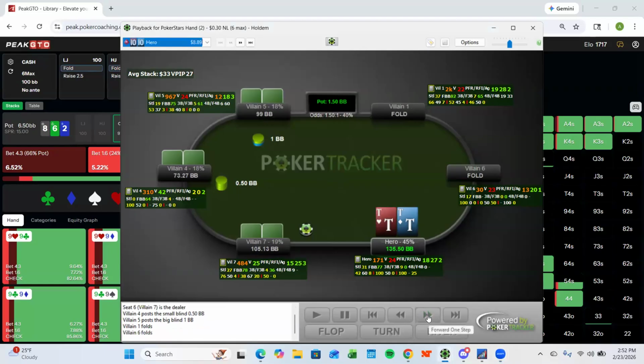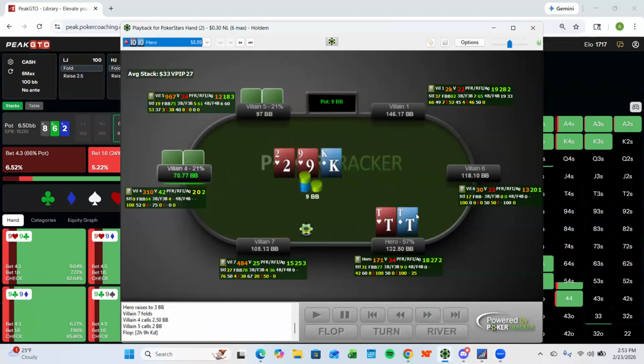All right, folded to me. Obviously, I'm going to open. And in the lower stakes, like I was saying, I prefer the slightly bigger open because they just don't fold. I'll get that little extra value every hand. We get a call, two calls, so we go multi-way. Goes check, check.